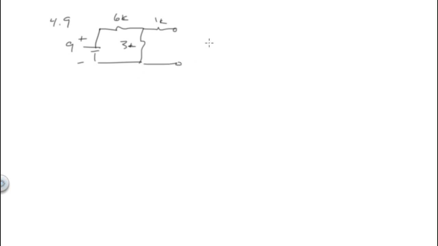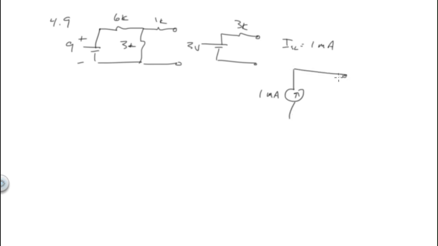Well, the voltage would be 3 over 3 plus 6 times 9, or 3 volts. R Thevenin is 6 in parallel with 3, or 2K, plus 1K, or 3K. So we have 3 volts and 3K. So what would our current be? I shorted load is 1 milliamp. So our Norton equivalent is 1 milliamp, I shorted load, and our R Thevenin is 3K. So that is the Norton equivalent circuit. Okay, that's 4.9.